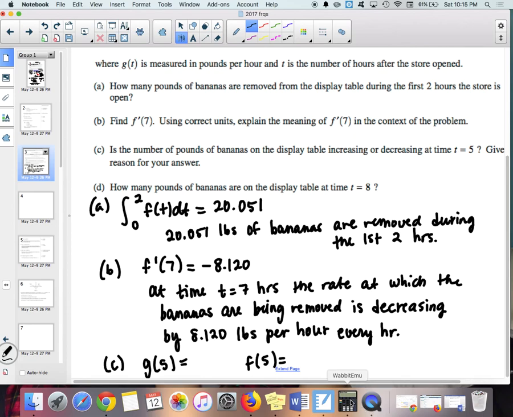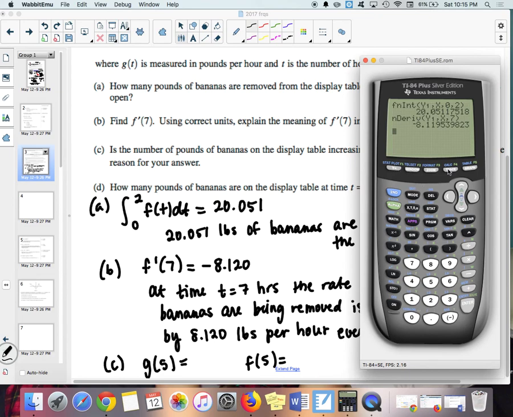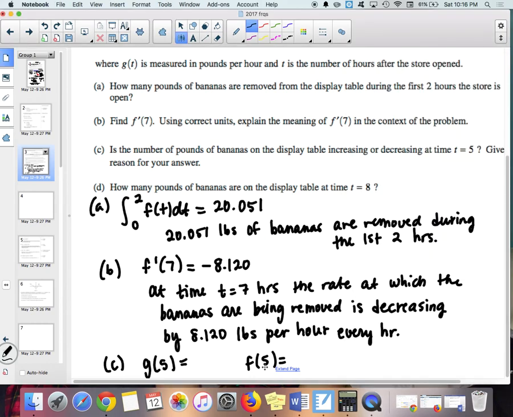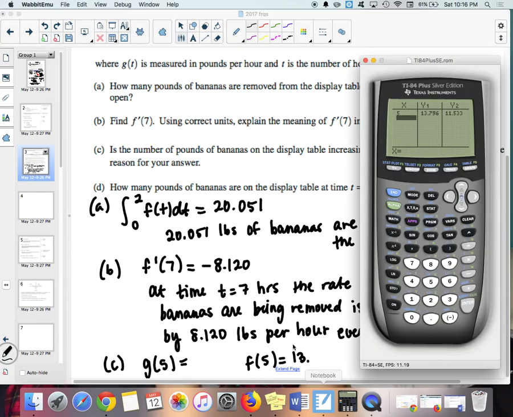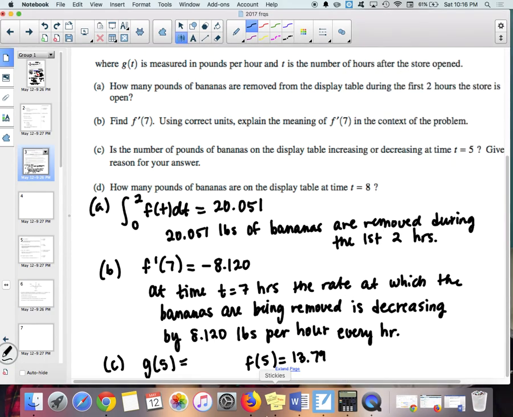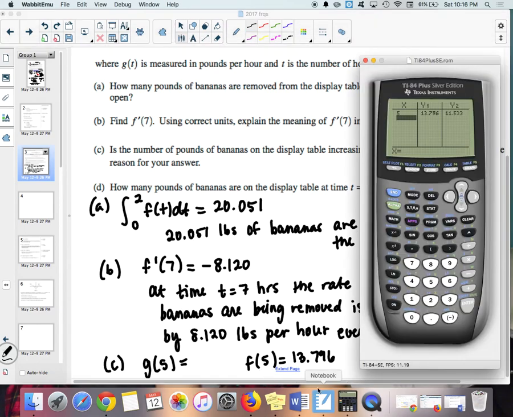If I go back into my graphing calculator and go to table, I'll get both those values right away, and I put in 5. Remember, you can put in whatever values you want by going to table set and making sure it's under ask, but yours is probably set that way already. So you can just put in 5. And we get 13.796 and we get 11.533.